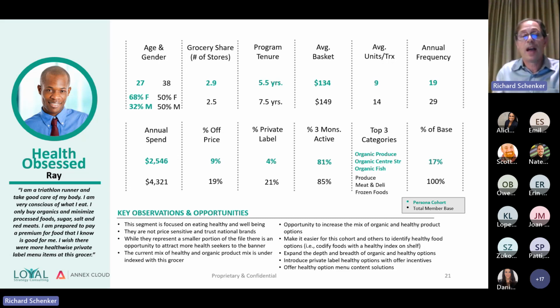Make it easier for Ray and his cohort to identify healthy food options. Maybe we start to codify foods on the labels with a healthy index on shelf, with a codified number, a codified symbol, so that he knows exactly where the healthier options are. Expand the breadth and depth of organic and healthy options, and introduce private label healthy options with incentives for him to try those products, and offer healthy option menu content solutions as well. So it's not about price here. It's about providing the right product, the right content when Ray needs it.